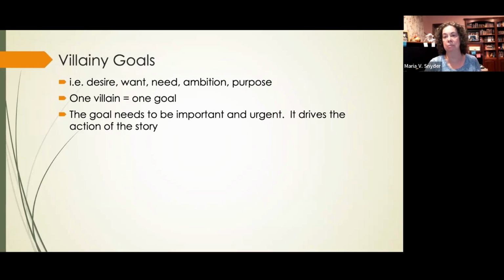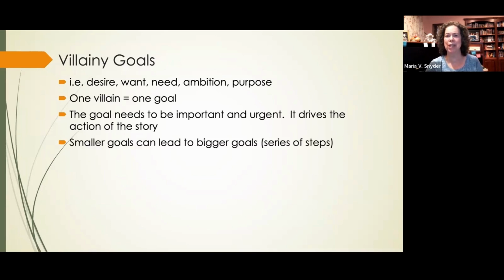And of course, at the time, they're trying to keep that from him. So that's conflict, which we'll get to. I know I say that a lot. Smaller goals can lead to bigger goals. There's a series of steps.